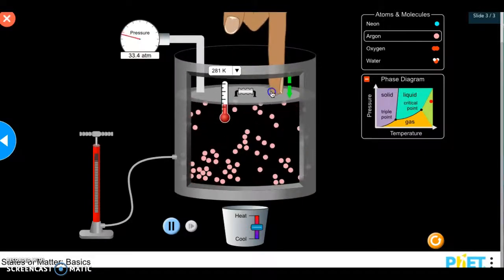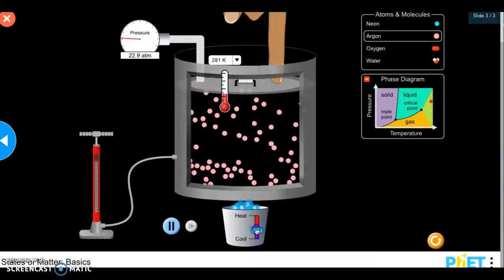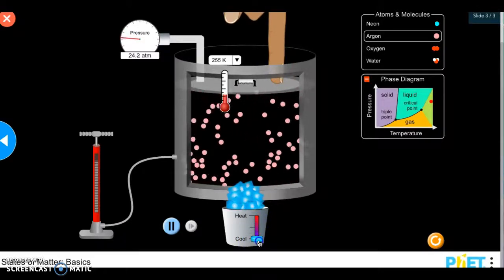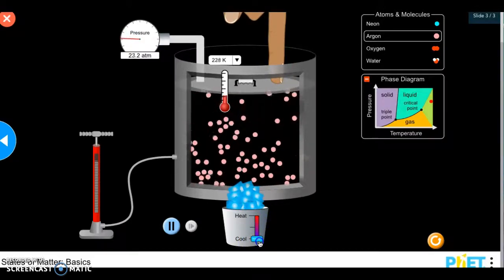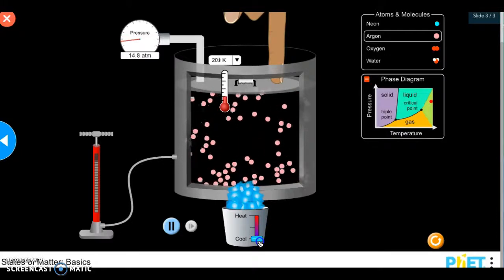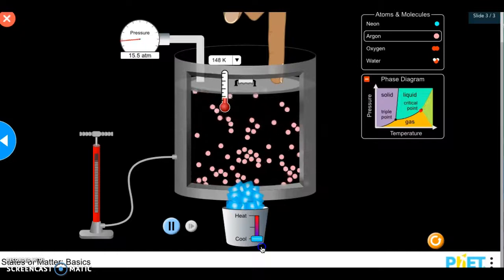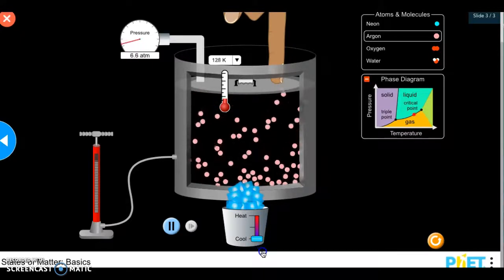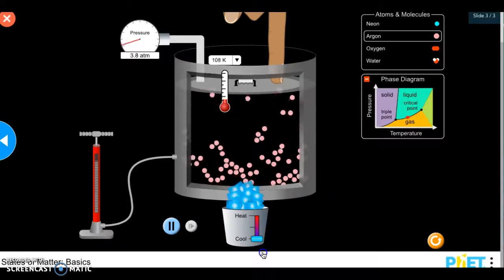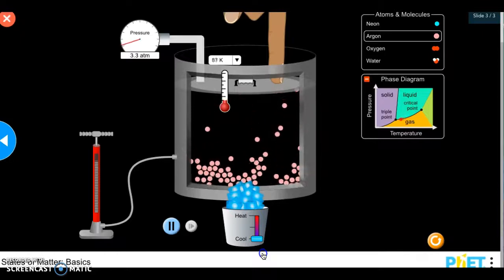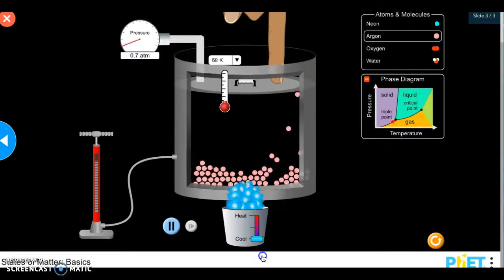And if we add some cooling to our argon, let's see what happens. The temperature is currently dropping right now. It takes a little while. And you can see now that these bonds are forming closer together. They're at a liquid right now, the critical point. And now they are reaching to the triple point.